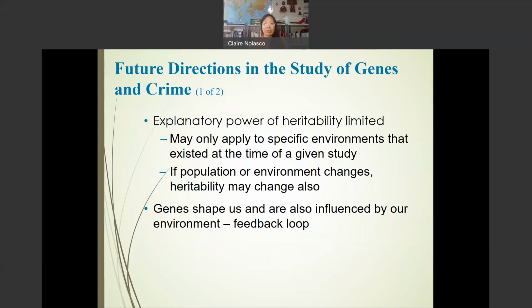What are some future directions in the study of genes and crime? There's the feeling that the explanatory power of heritability is limited, and it may only apply to specific environments that existed at the time of a given study. So if the population or environment changes, heritability may change also. So what does this tell us? Genes shape us and are also influenced by our environment. So it's a feedback loop, one affecting the other and being affected by the other.